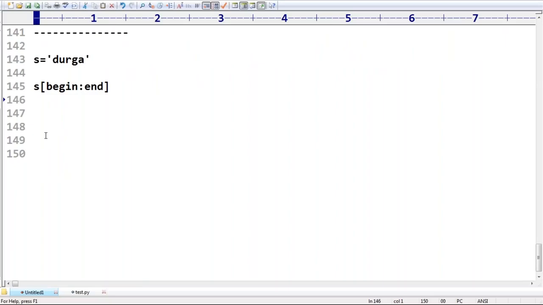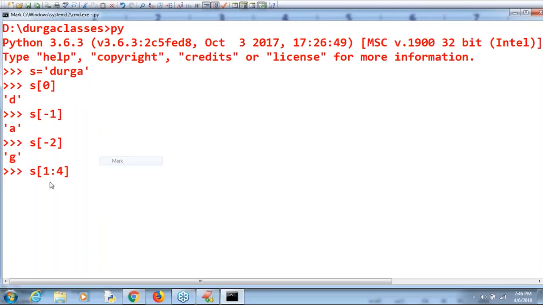Sir, I'm not talking completely about the slice operator, just the basic idea. So it is going to return from begin index to end minus 1 index. Then 1 to 4 means 1, 2, 3. U R G by default we are going to get. Can you please observe? U R G by default we are going to get.